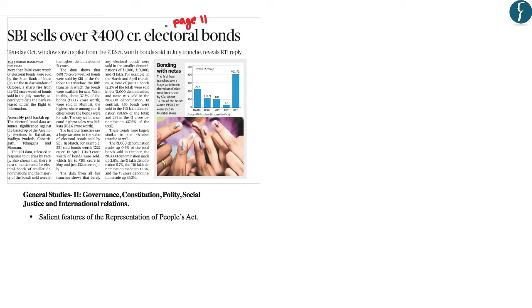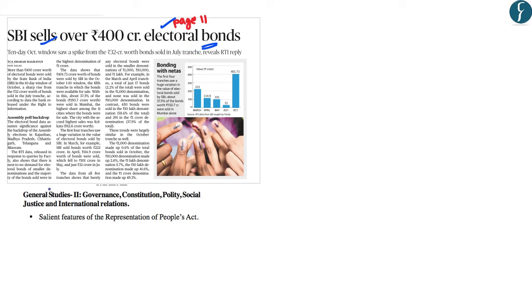This particular article appears on page number 11. The title of the article is "The State Bank of India sells over 400 crore electoral bonds." This particular article deals with the electoral bonds which were notified by the government in order to improve the transparency in the political funding of elections in India.